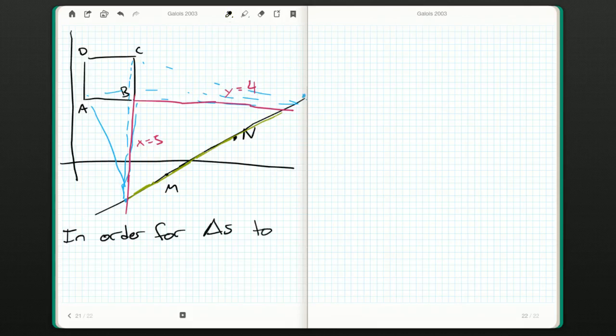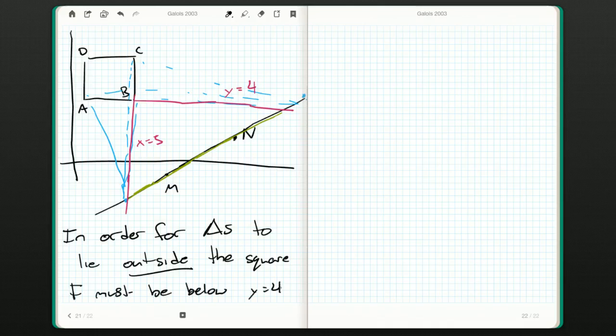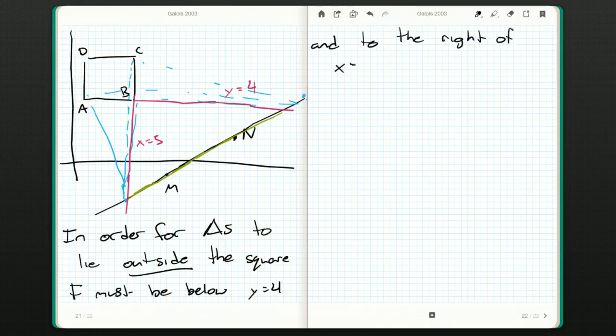So in order for the triangles to lie outside the square, F must be below y equals 4 and to the right of x equals 5. We probably could have or should have made this observation in part A to say that A definitely had to be greater than 5, but I would say the diagram was clear. This question is less clear.